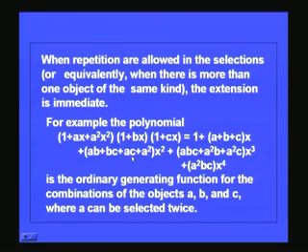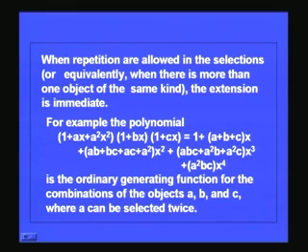Similarly, when you want to select 3 objects, you can select A, B, C, or you can choose A squared and B, or A squared and C. And if you want to select 4 of them, A has to be selected twice, and B and C also have to be selected. So, this is the ordinary generating function for the combinations of the objects A, B, C, where you are allowing A to be selected twice.